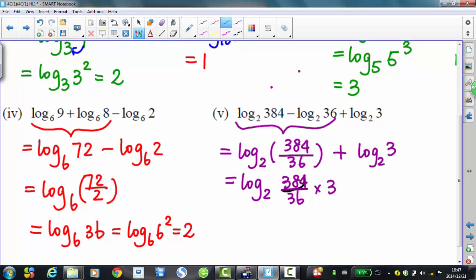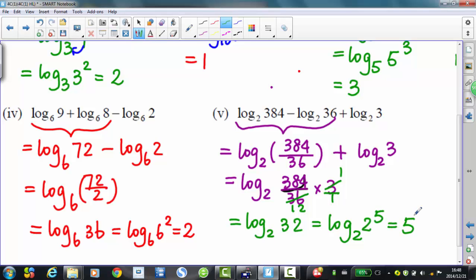And I find that this is 3 and 36. Both of them have a common factor of 3. So I can make this one 1. I can reduce 36 by 3, which is 12. So 384 divided by 12, and this value is 32. So 32 is a good number because 32 has the connection with the base 2. And this one is 2 to the power 5. So I know the final value is 5.